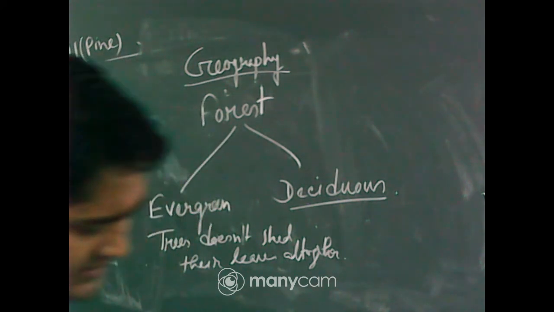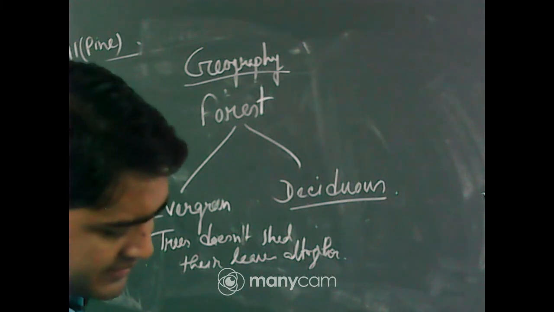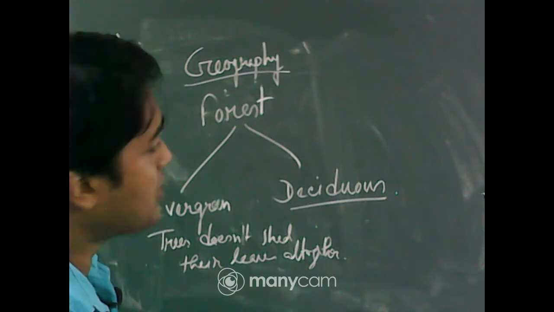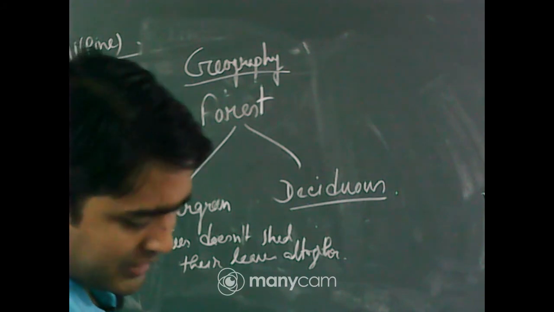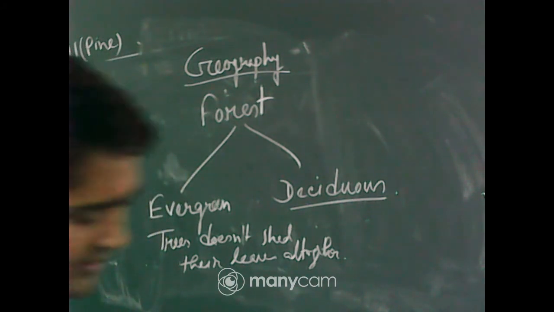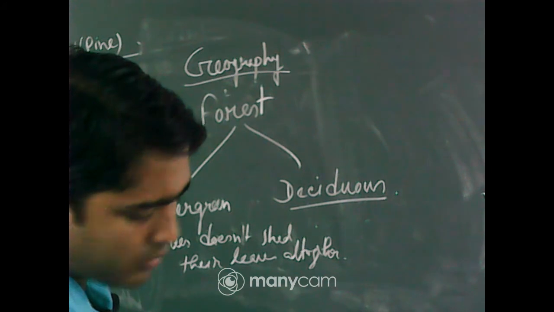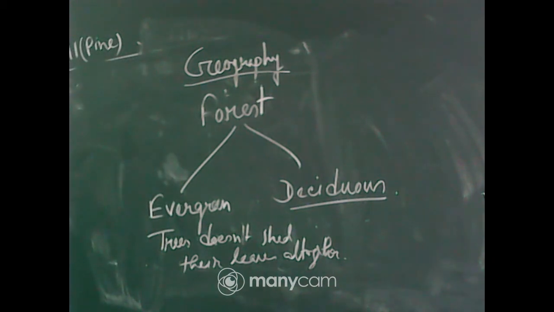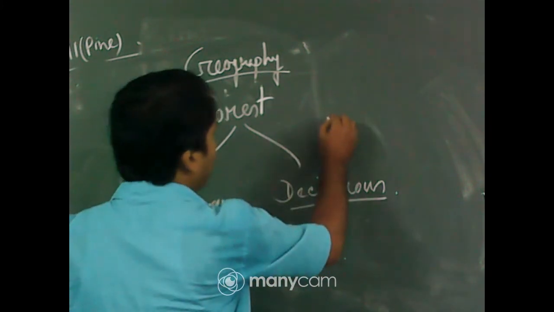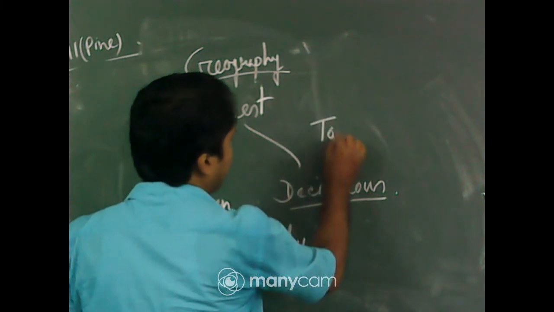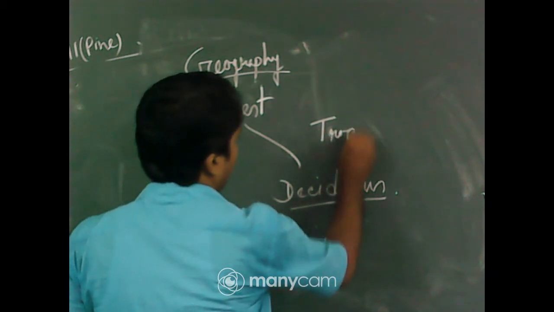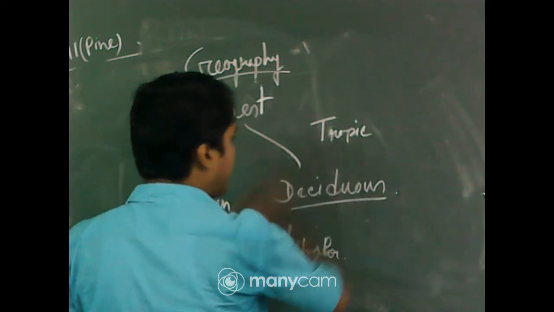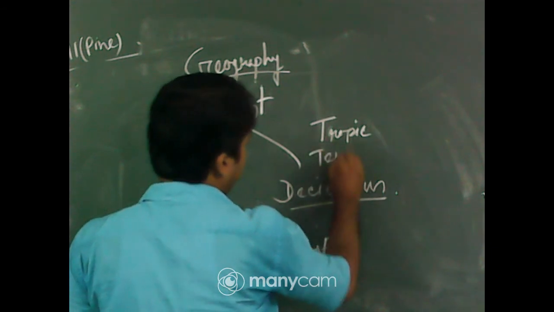Simultaneously, in any season of the year, deciduous forests shed their leaves in a particular season to conserve loss of moisture through transpiration. These forests are further classified as tropical and temperate based on their location in different latitudes. So you know that evergreen and deciduous forests are further divided into two parts according to their location: tropical evergreen, tropical deciduous, and temperate.